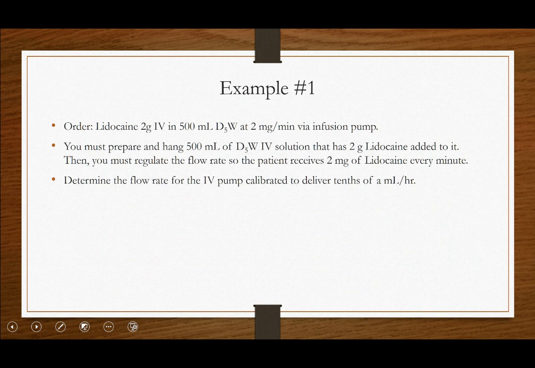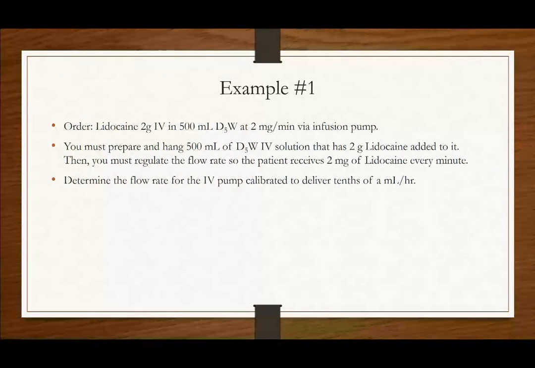Example number 1. We're given an order for lidocaine, 2 grams IV in 500 milliliters of D5W at a rate of 2 milligrams per minute via infusion pump. You're asked to prepare and hang the 500 milliliter bag that has the lidocaine added to it. We're asked to then regulate the flow rate so that the patient receives the appropriate infusion rate of 2 milligrams every minute. The pump is calibrated to deliver in tenths of a milliliter per hour.